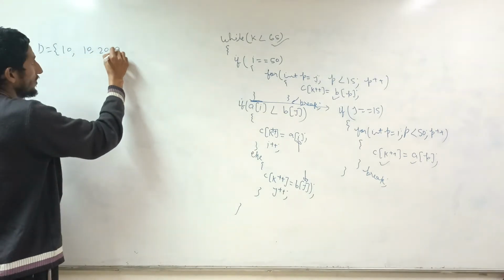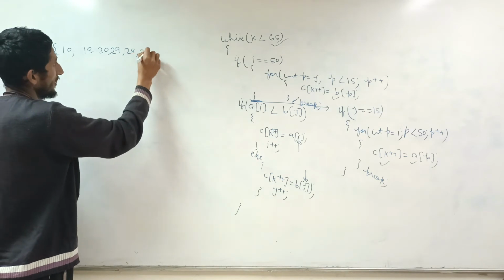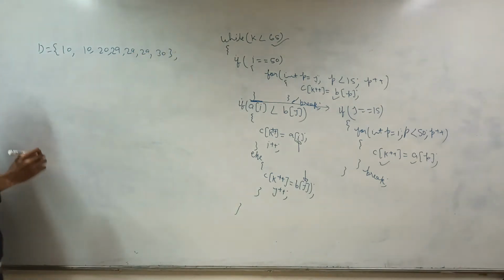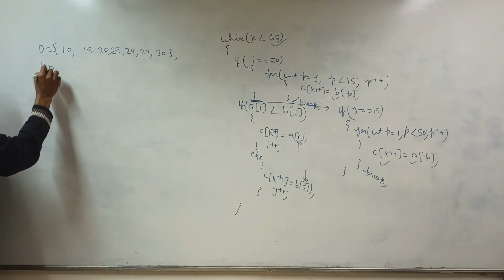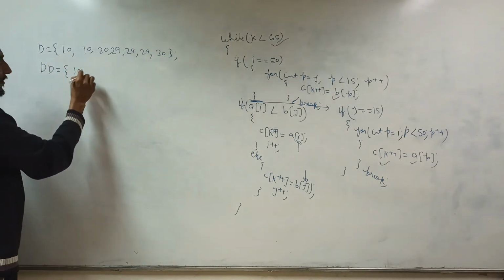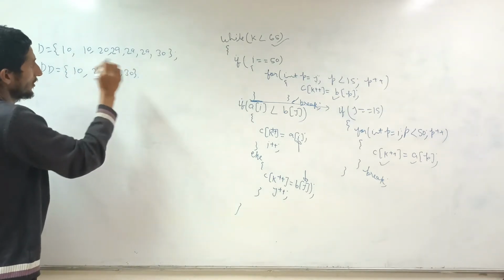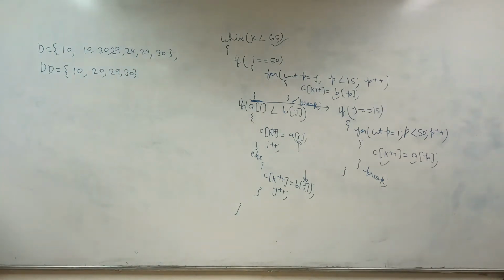20, 29, 29, 29 and 30. That's it. It is an array. So the output will be 10, 20, 29 and 30. So your task is to remove the duplicate elements.